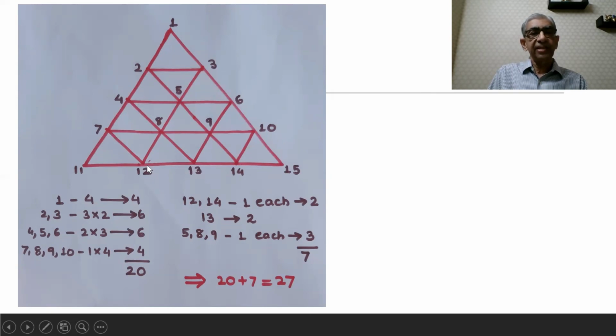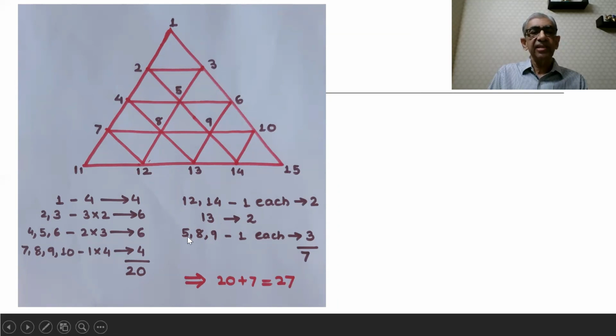These were all upright triangles, but there are some inverted triangles also, which we can count: 1, 2, 3, 4, 5, 6. So 6 are very clearly visible, but the 7th was not visible. The 7th is this bigger one. So these are the 7. So that makes total 27.